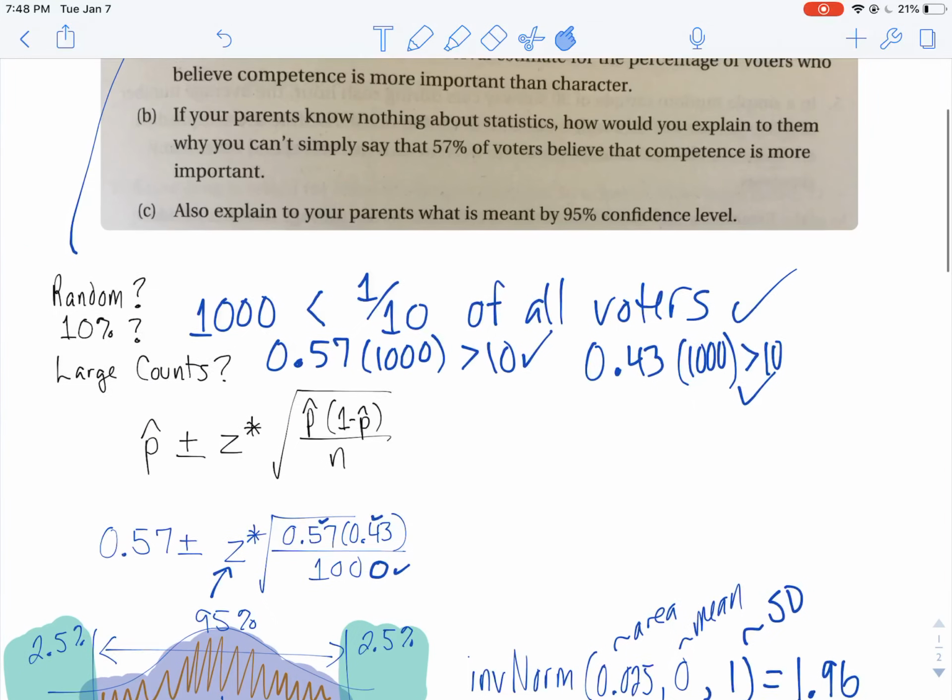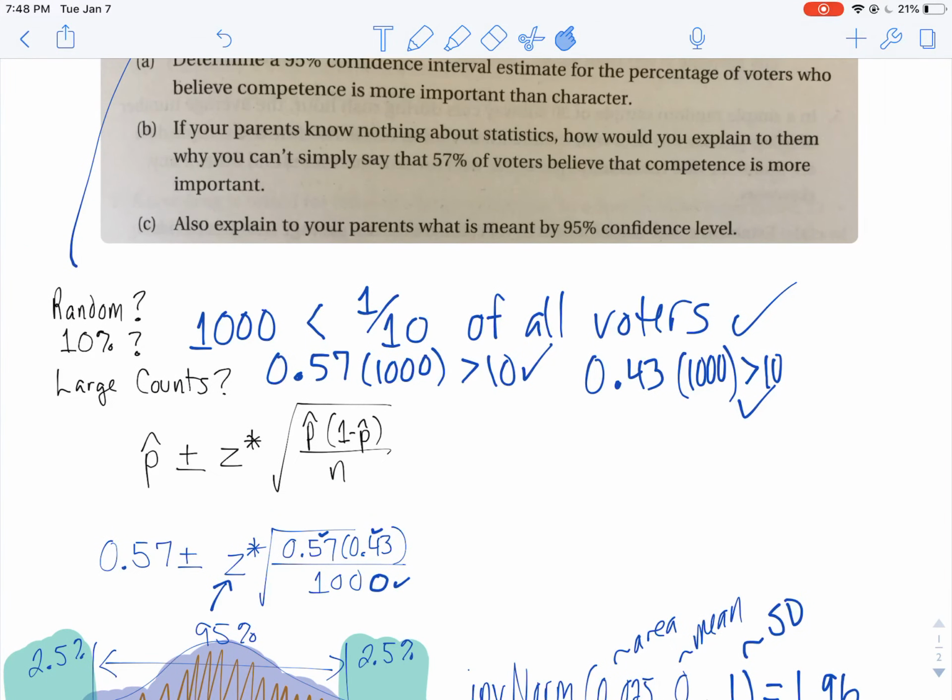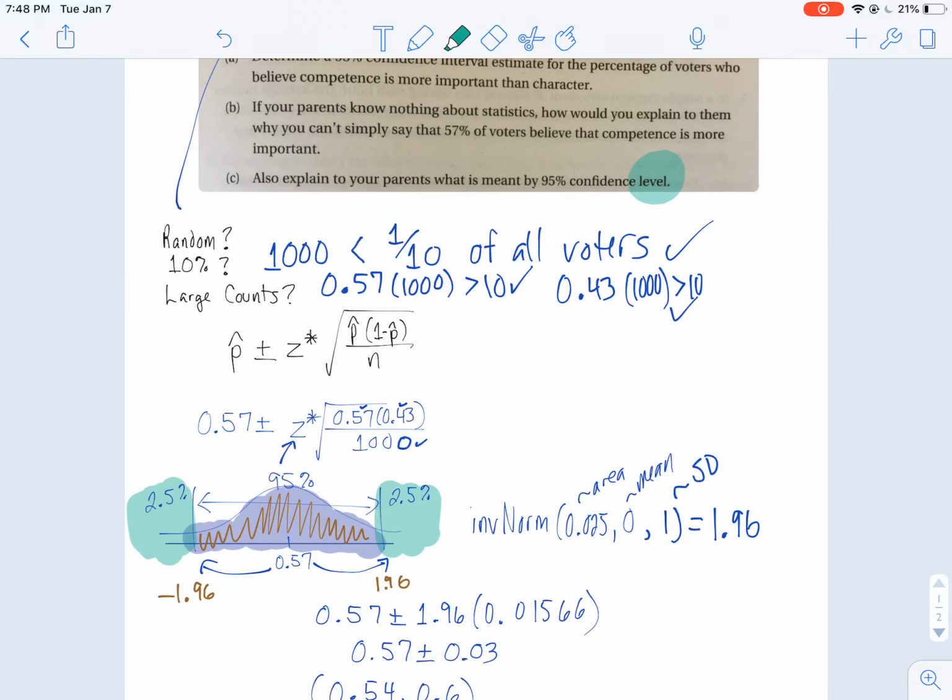And then they say, also explain to your peers what is meant by 95% confidence level. What that means is they're asking about the level here, not the interval. What a level means is that if we did a bunch of random samples of 1,000 US voters, and we did confidence intervals just like this one, we can expect to get the true parameter in about 95% of our confidence intervals. So that means 5% of our confidence intervals probably aren't going to get there.